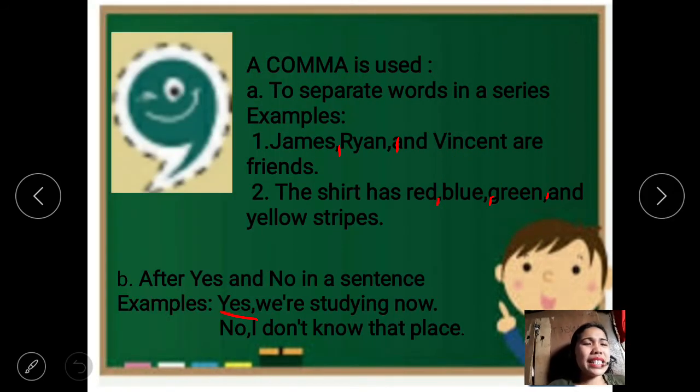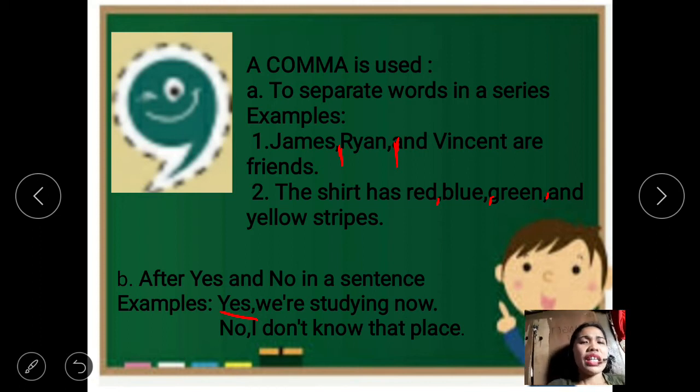Next is a comma. Okay, so a comma is used, letter A, to separate words in a series. So para paghiwa-hiwalay yung mga words, specific words. For example, yung names. James, Ryan, and Vincent are friends. So para malaman na magkakaiba sila, we will use a comma. Okay? Next, the shirt has red, blue, green, and yellow stripes. Okay. So we will use a comma to separate words in a series.